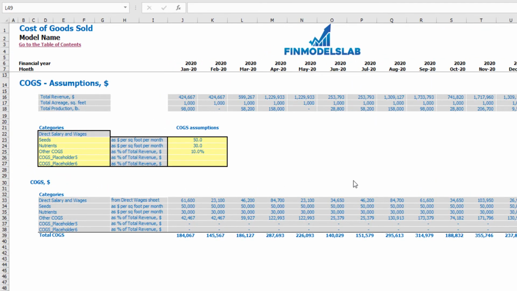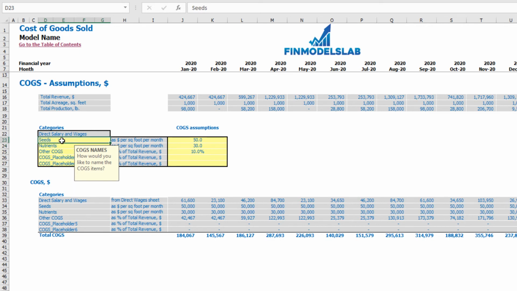On the cost of goods sold tab, you can input up to 5 different categories or components of your cost of goods sold. The first line item is reserved for direct salaries and wages, which is calculated on the direct wages tab. So this is already calculated, you don't need to change any assumption here. And also you have 5 line items. Some of them are predefined, for example seeds, nutrients, other COGS.